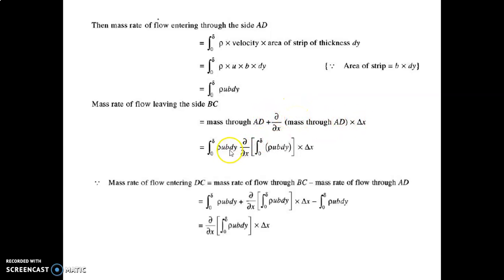Now the integration from 0 to delta of rho u b dy plus del upon del x of the integration from 0 to delta of rho u b dy into del x. Now the mass rate of flow entering DC equals the mass rate of flow through BC minus the mass rate of flow through AD. Putting the values of the leaving side BC minus the entering side AD, we get del upon del x of the integration from 0 to delta of rho u b dy into del x.